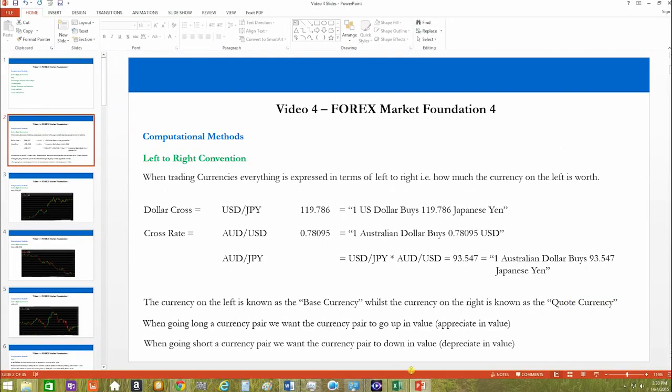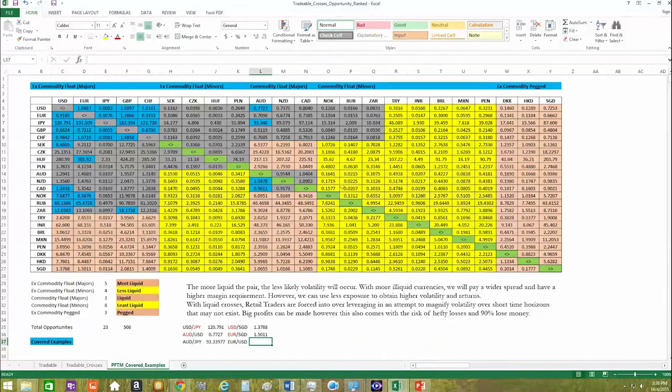Now what you can do is go back to video number 2 and download the spreadsheet that we showed you earlier, and we can go over to this now. The spreadsheet is called Tradable Crosses Opportunities Ranked, and you're going to see a big table here of currency crosses that can actually be used to work out cross rates. The example that we looked at in the presentation just a second ago was dollar yen and Aussie dollar US dollar, so two US dollar rates, and we worked out the Aussie dollar yen rate.